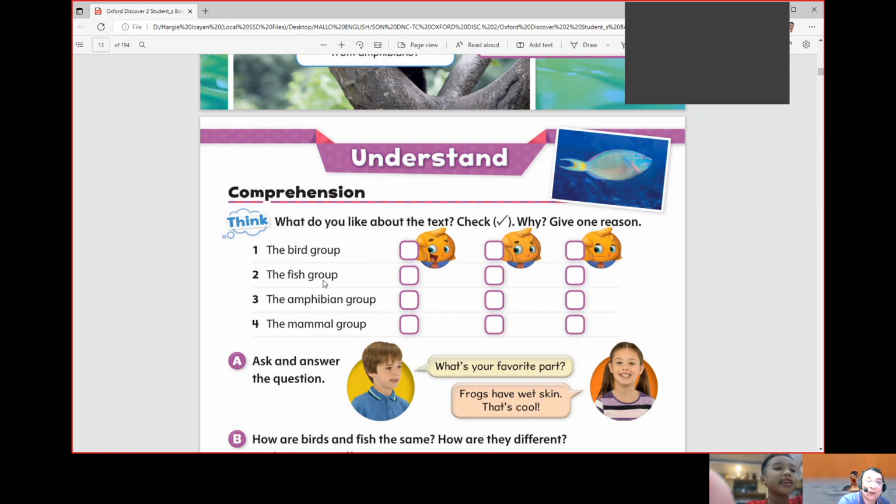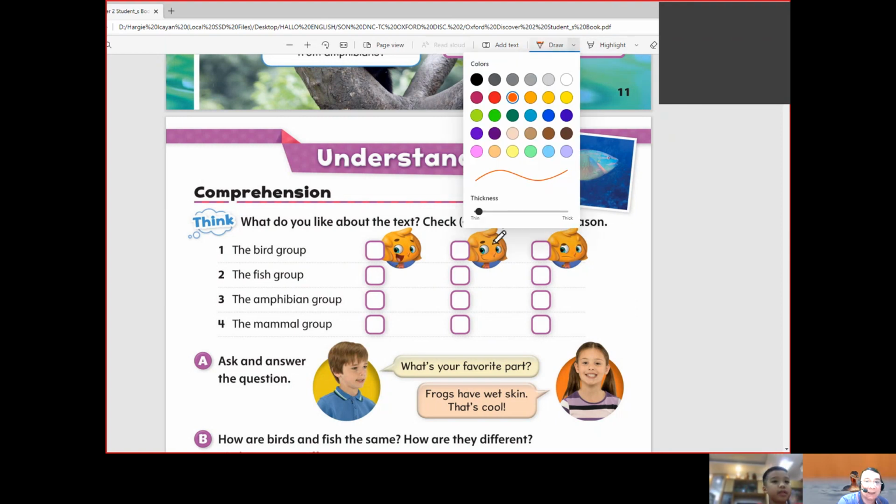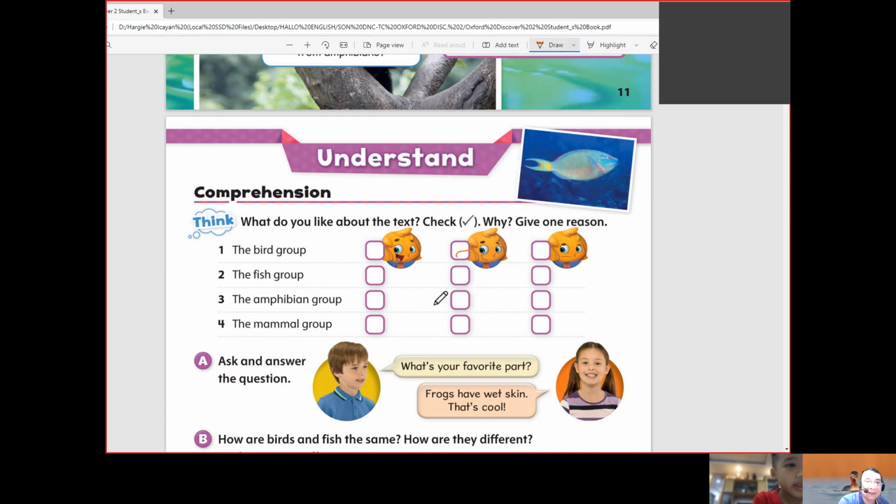Okay, what about the second one? Happy? No, not number one, really. Okay, so do I have to check this one? I have to make a highlight for that. So number one, the bird group, I have to check this. Am I right? Okay, what about the fish? Where am I going to check? This one, or this one? That one. Okay, the happy one, no, the second one. Okay, what about the third one?